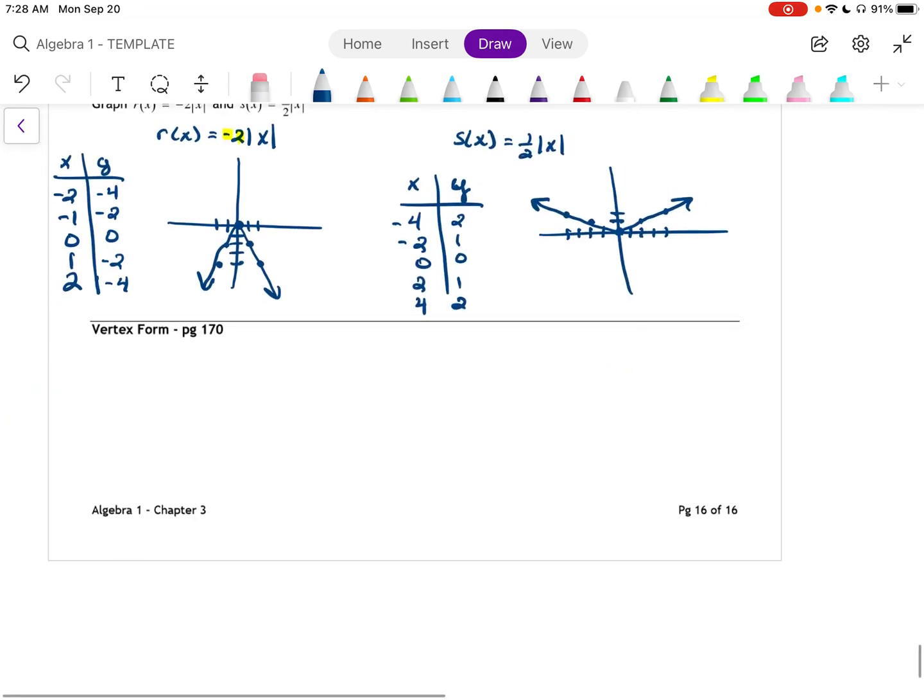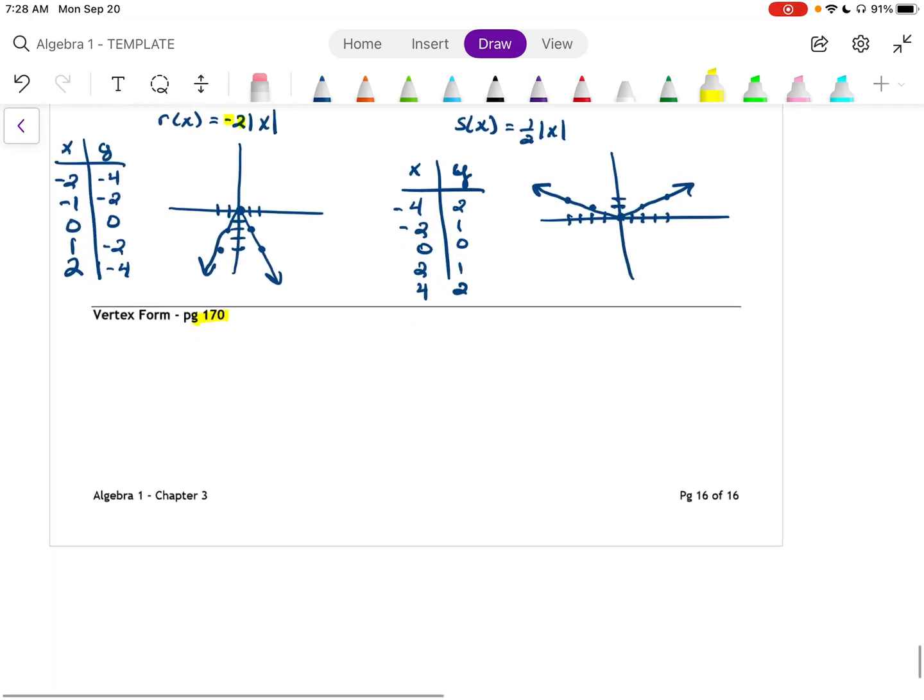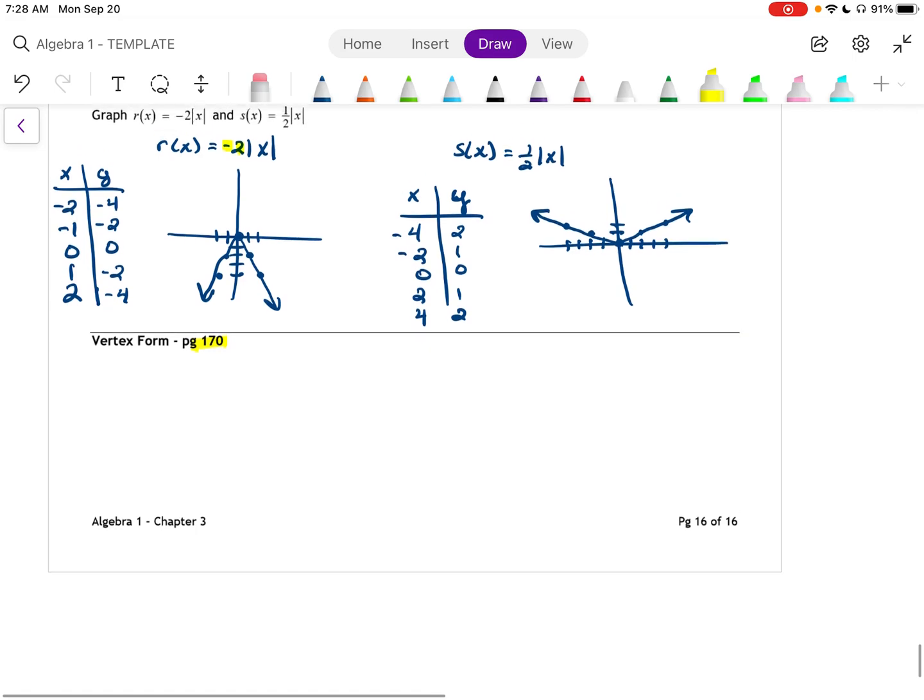All right, very last thing, vertex form. That's on page 170 in your book. Take a look at that, and you can use that. That just kind of combines all of the transformations, and you can look at that and see that, right?